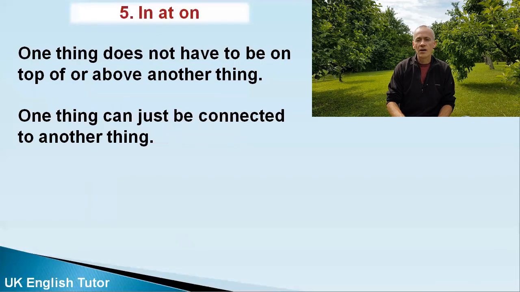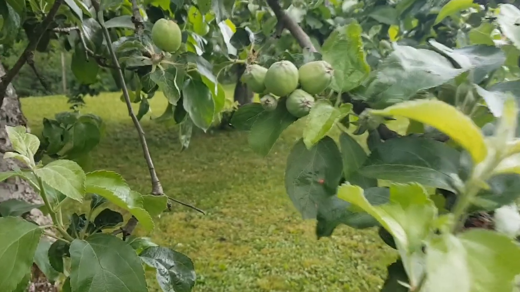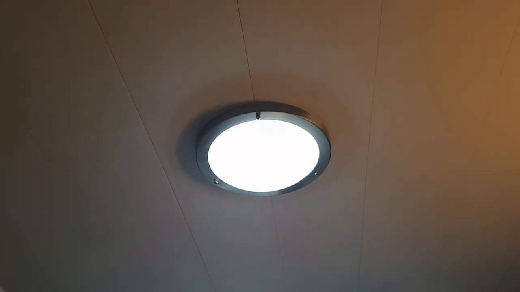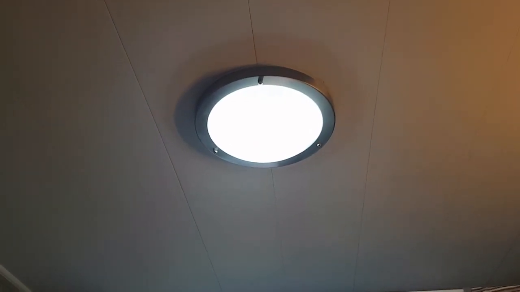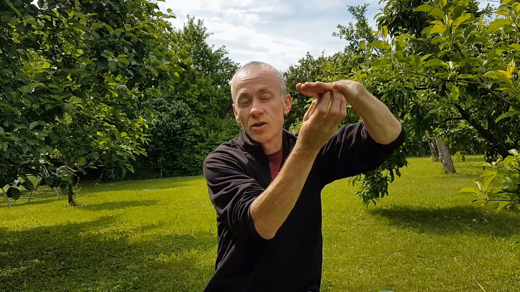But something doesn't have to be above, on another thing. You can say you've got a picture on your t-shirt, or you can look at the tree and say there are apples on the tree. They're not above the tree, they're connected to it. So this is another thing. When one thing is connected to another thing, we often say it's on. So there's the light on the bathroom ceiling. We call it on the ceiling, even though this is the ceiling, it's here, it's actually under it.